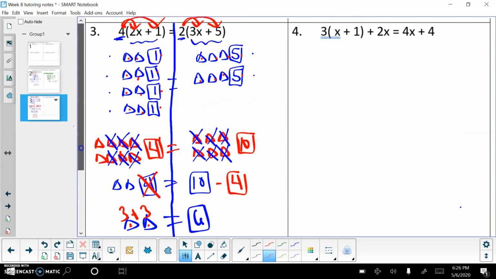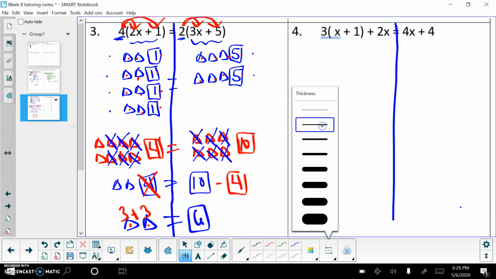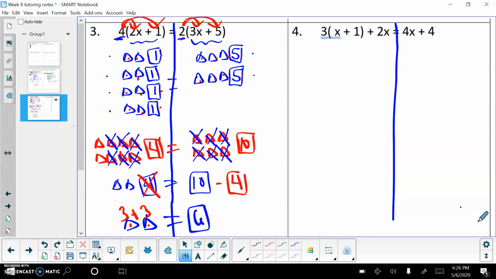And I'm going to go over here, and now I'm going to try number 4. Okay, on number 4, I have this distribution here. And I've just got this x plus a 1, and there's no number out in front of the x, so I'm just going to put a 1 there. Always put those there just to remind me. So that's a 1x. So this is what I'm going to be sketching, a 1x and a 1.